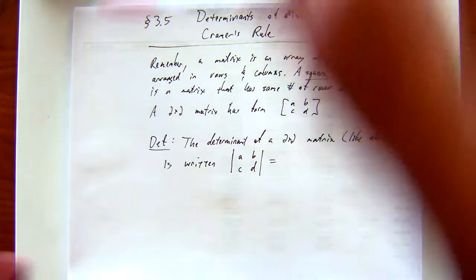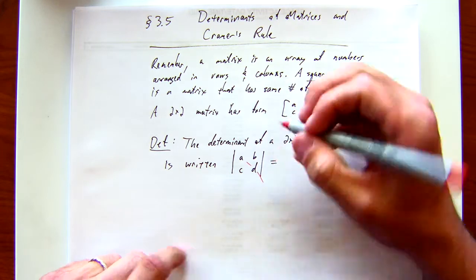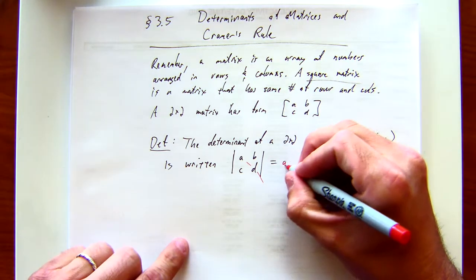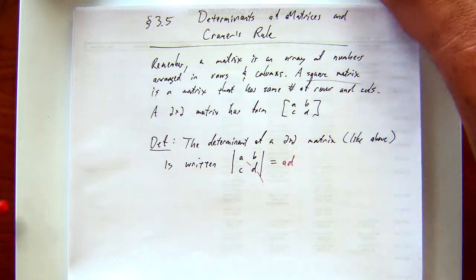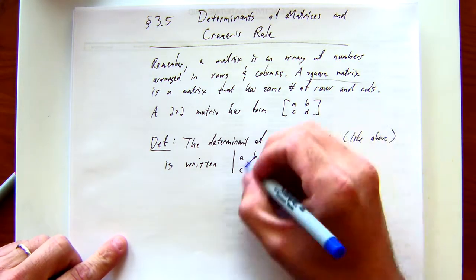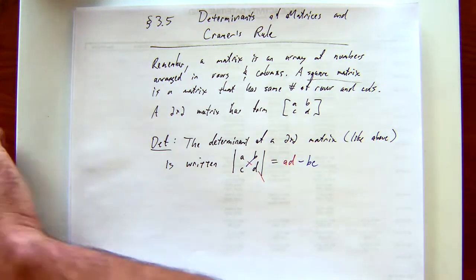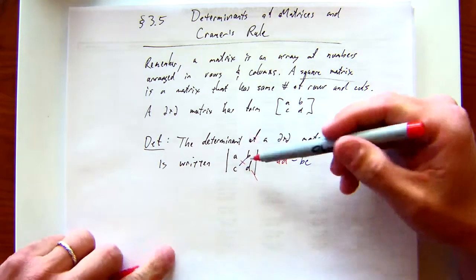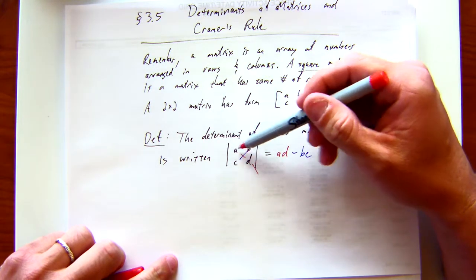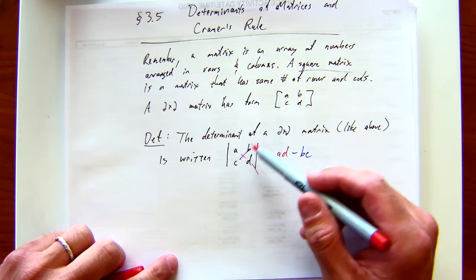So you have to do a couple of things. First you have to multiply A and D. So A, D, and then you subtract the product of B and C. Okay, so the determinant of this matrix is you take these two and multiply them, and then you subtract the multiplication of these two, or the product of these two.